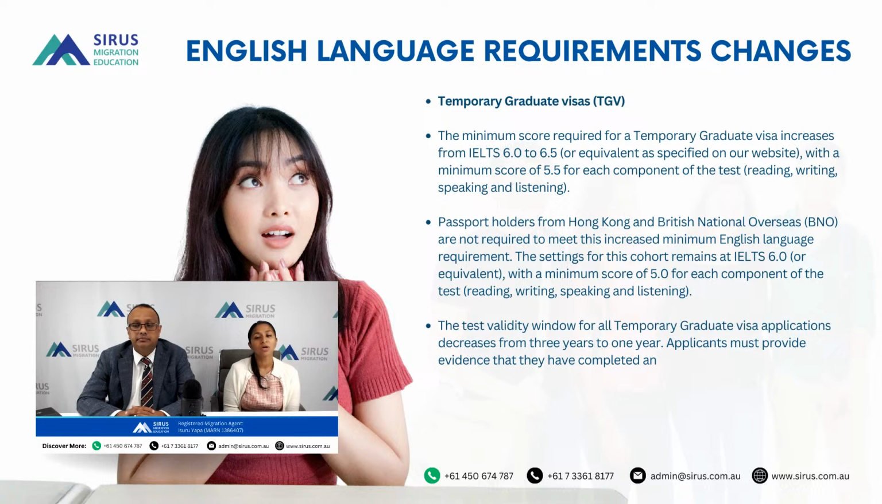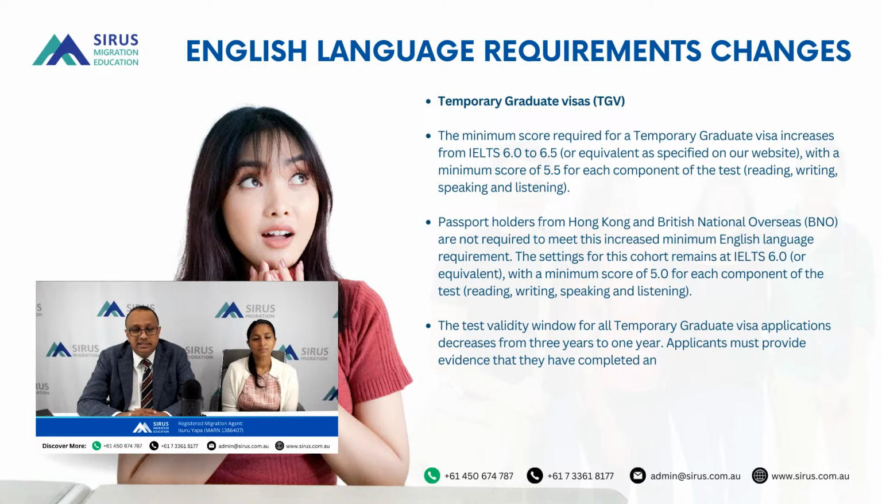And also, it used to be you could have done your English test anytime in the past 3 years, by the time you apply for your 485. Now it has gone down to 1 year. So that I think is a significant change. Because we always tell our clients, if you have done an English test in the past 3 years, that's fine. But now that requirement has gone, you have to have completed your English test in the last year. So that's a big one actually.